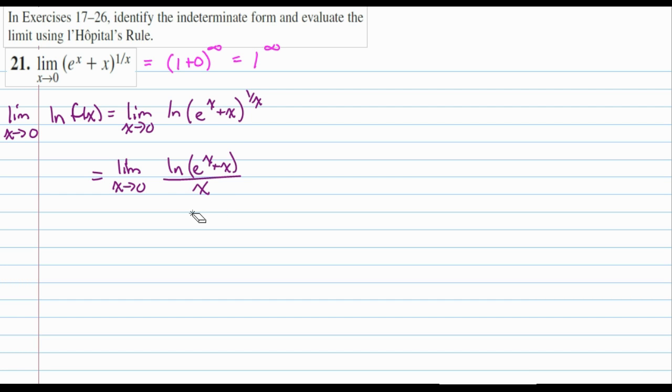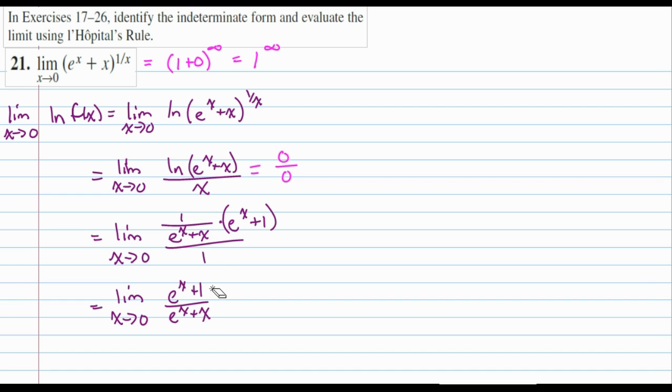Now it looks like I might have a 0 over 0. As x approaches 0, e to the 0 is 1 plus 0 is 0, and then so 1 total in this binomial. Natural log of 1 is 0 over 0. So I do have 0 over 0 for L'Hopital's rule. So I'm going to take the derivative of the numerator over the derivative of the denominator, simplify, and now see if I can plug in x equals 0. e to the 0 is 1 plus 1 is 2 over e to the 0 is 1 plus 0. So I get 2 over 1, which is 2.